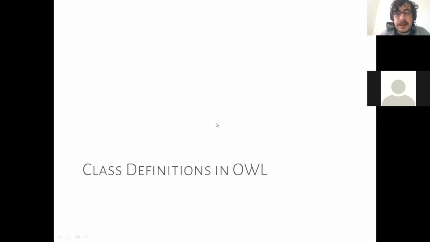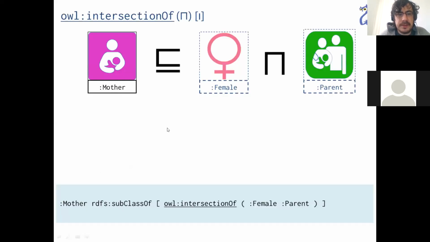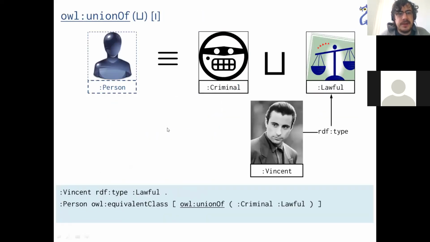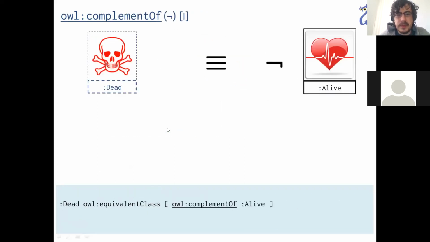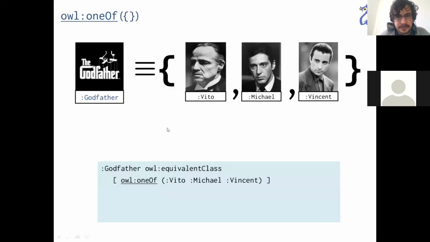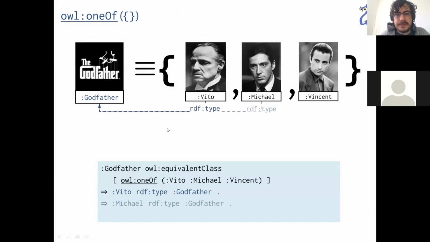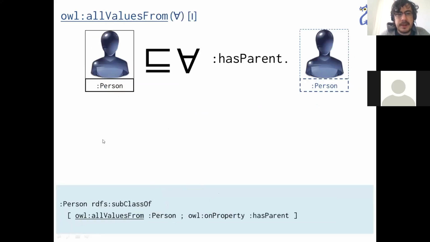So in the class on Monday, we were speaking about class definitions in OWL, and we saw some set-based definitions which relate to intersection, to union, to disjoint union, to complement of, and to one-of. It's where we define effectively all the members of the class.